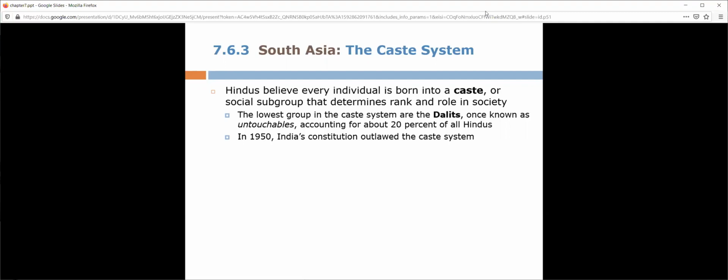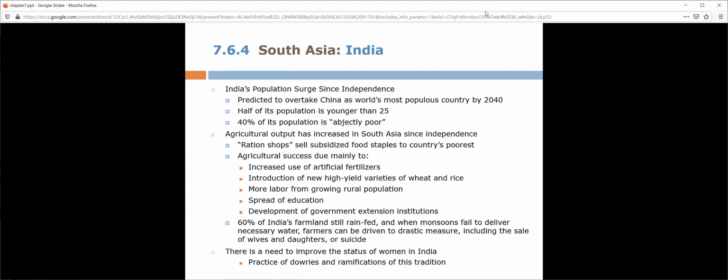Yeah, it says here's the untouchables, 20% of the Hindu population. Well, it's outlawed. Again, as India has grown and become more modern, this is very much gone by the wayside. There are still rural parts of India where you do have caste systems, and older people that grew up in this way of life still very much, I would imagine, live by it. But it's not as big of an issue. It's more of an artifact of the past.